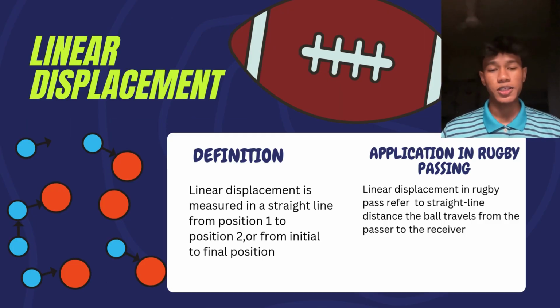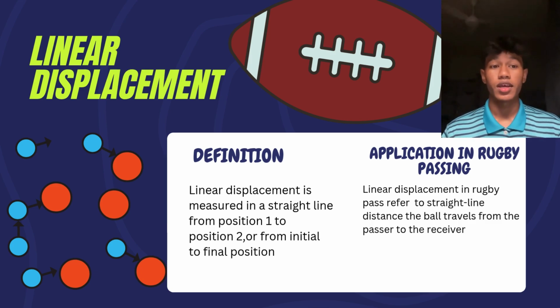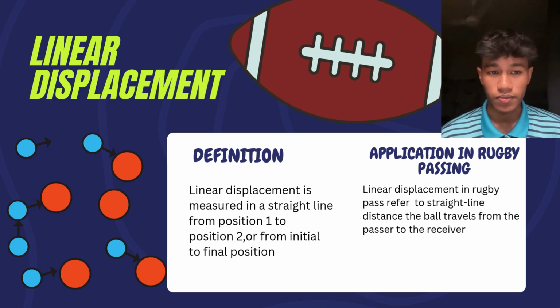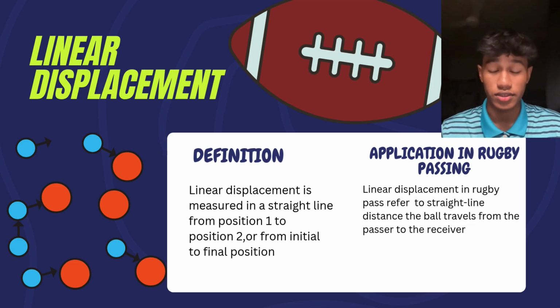Linear displacement. Definition: linear displacement is a measure in a straight line from position 1 to position 2, or from initial to final position. Application in rugby passing. Linear displacement in rugby passing refers to a straight line distance the ball travels from the passer to the receiver. That is all from me.